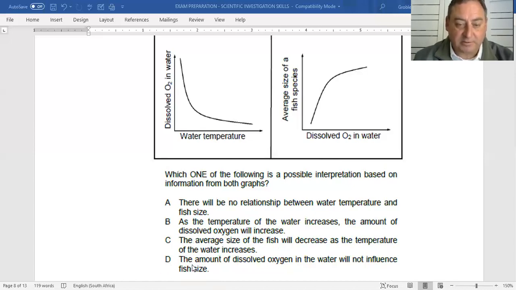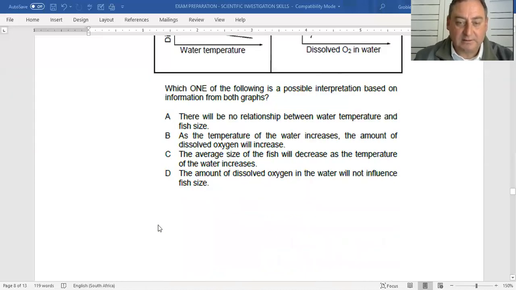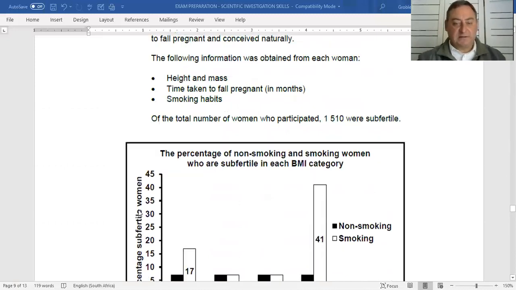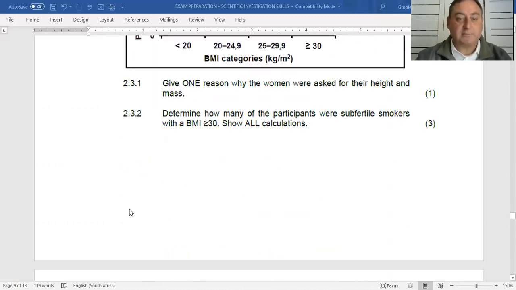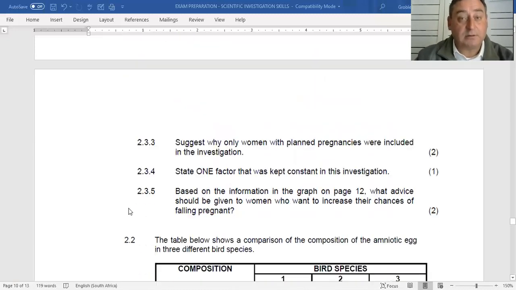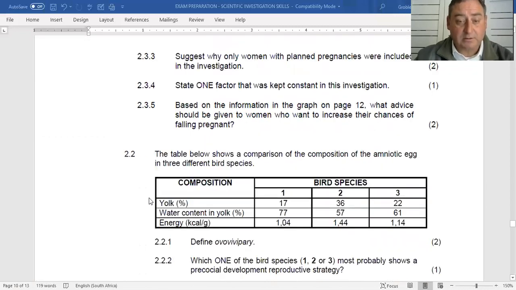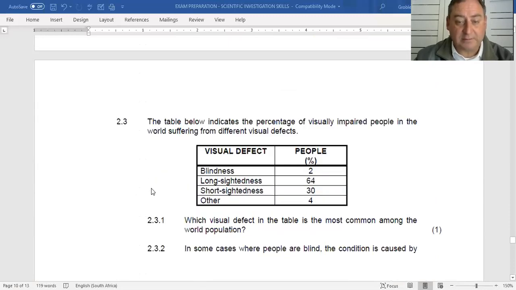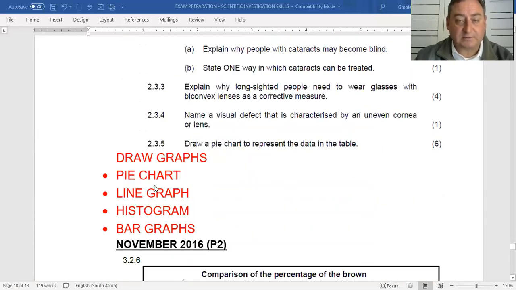Isn't D perhaps also correct? D says the amount of dissolved oxygen in the water will not influence the fish size. No, we see it does influence it. So the only option that's correct is number C. That is quite obvious. So I'm not going to discuss these that I've included here for you. You can check them out in the resources section. What I've included comes from 2018 and 2019 papers. I think we've discussed all the skills.